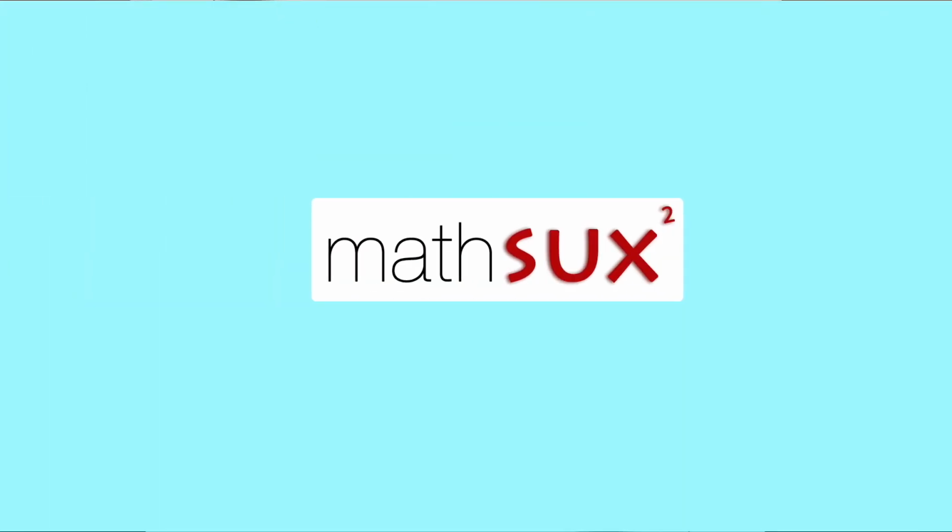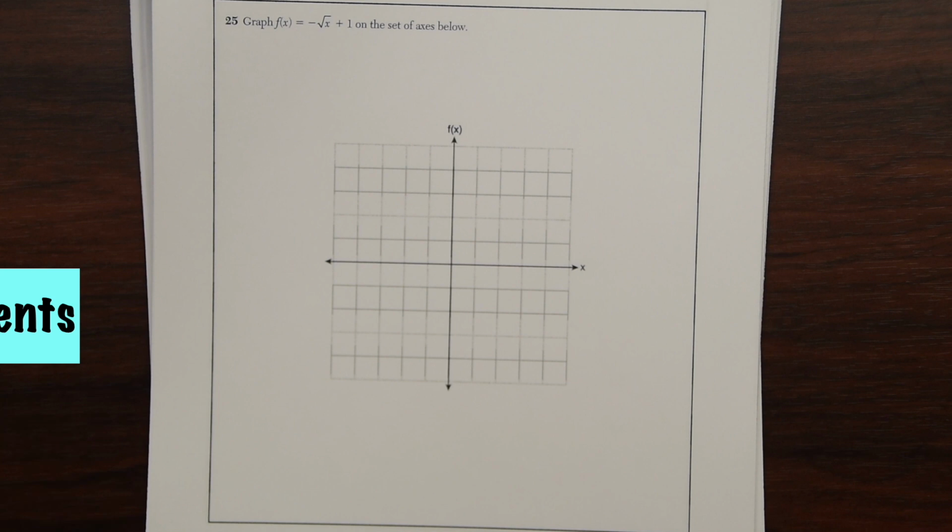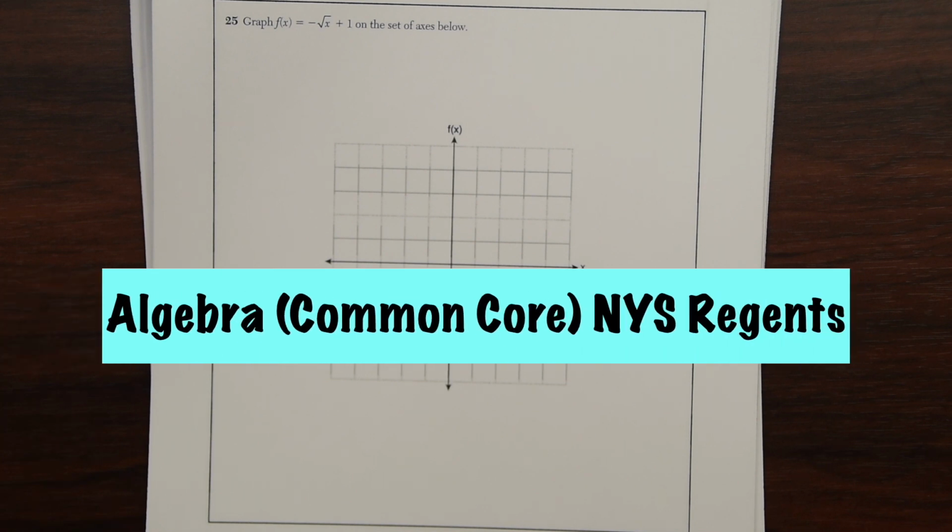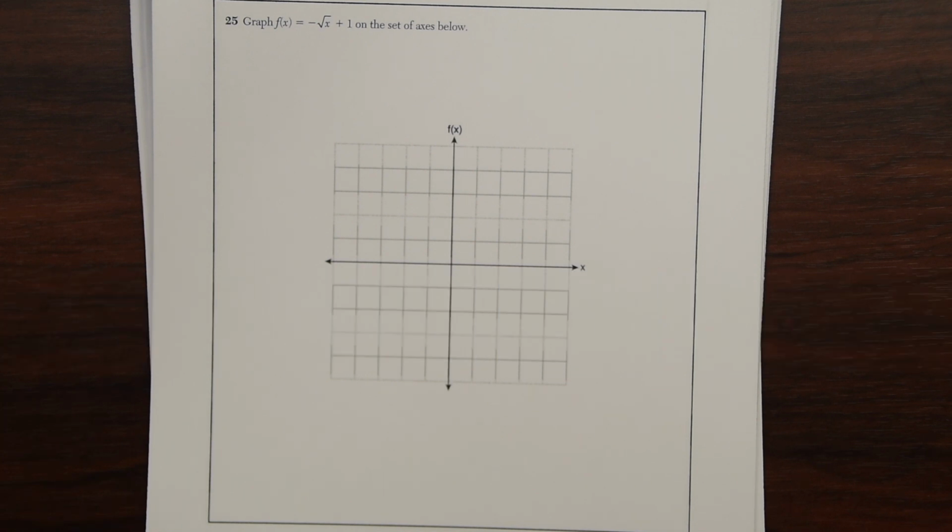This video is going to help you pass the Algebra Common Core Regents. In this video we're going to do this one question at a time. So here's question 25. Graph f of x equals negative radical x plus 1 on the set of axes below.